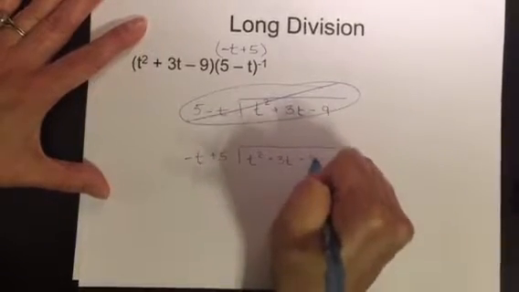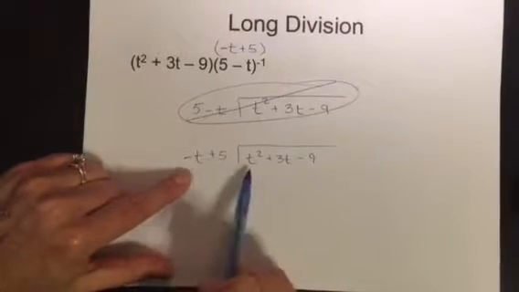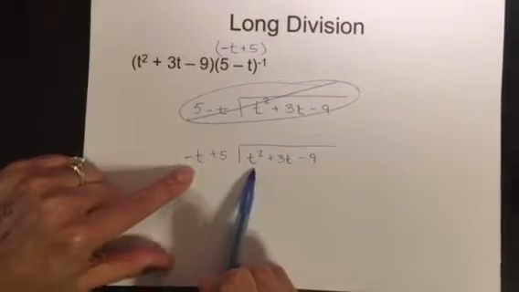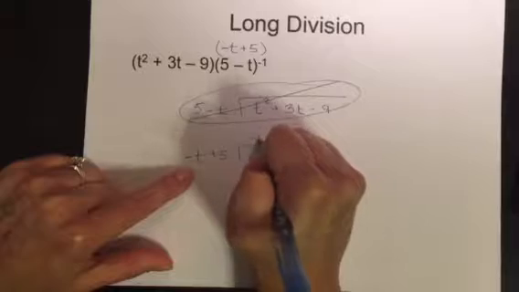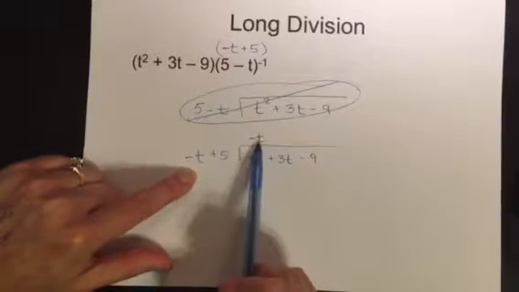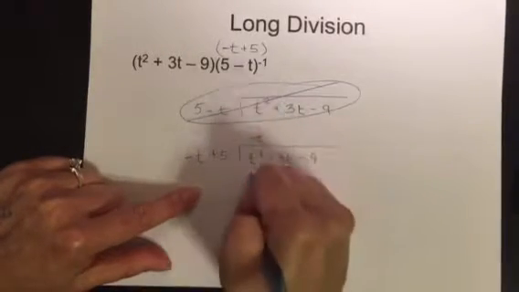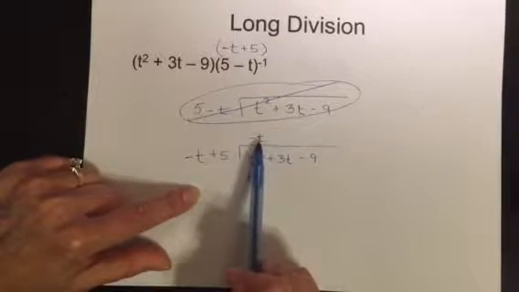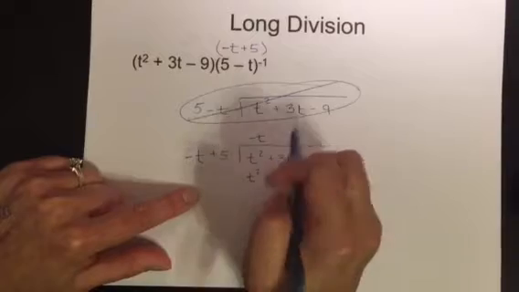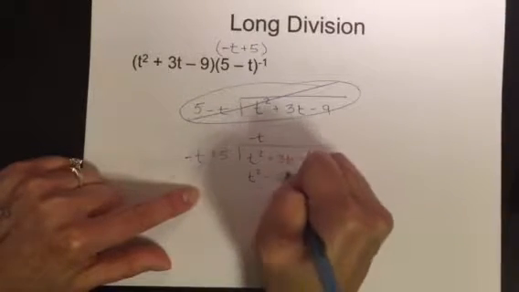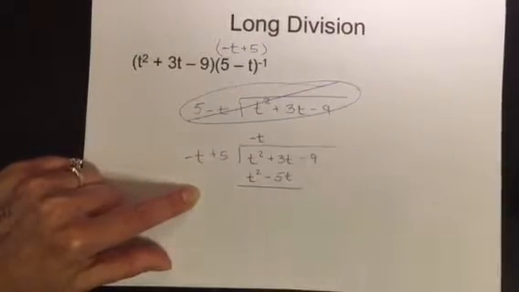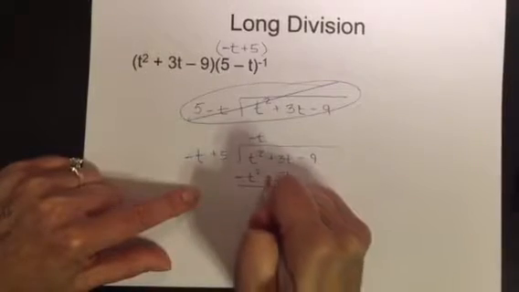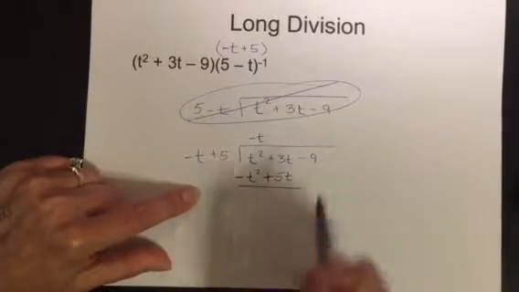So, okay. So what times -t will give me t squared? Well, it's going to have to be -t, because that negative times negative will give me a positive. T times t is t squared. And so then -t times 5 is going to be minus 5t. Again, remember we're subtracting here. So that changes that sign.